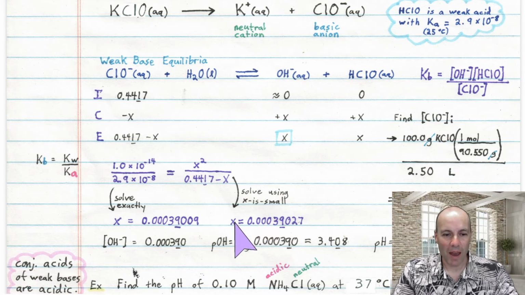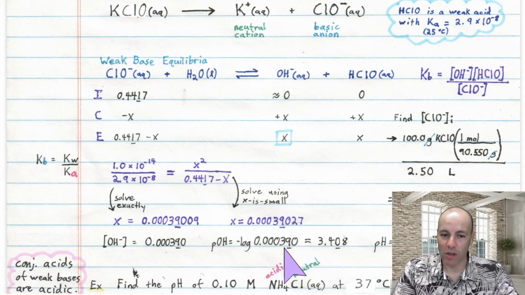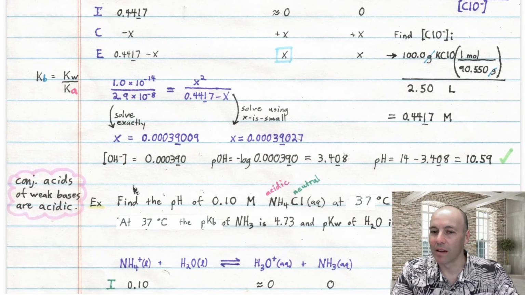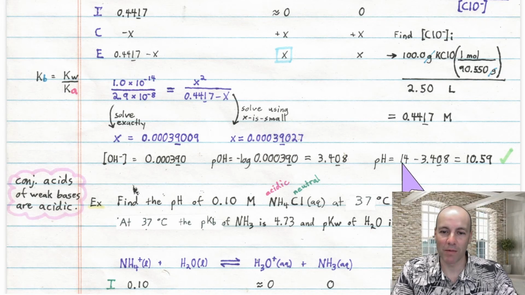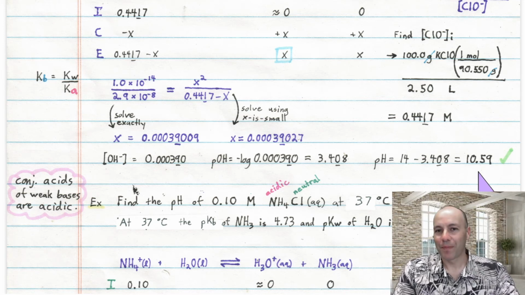And so X is your hydroxide concentration. So we can now calculate the pOH. That's negative log of the OH concentration, and that comes out to be 3.41. So that's your pOH. So the pH is 14 minus the pOH, which is 10.59. So kind of a little involved problem.